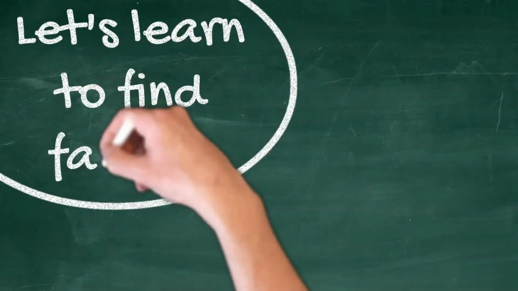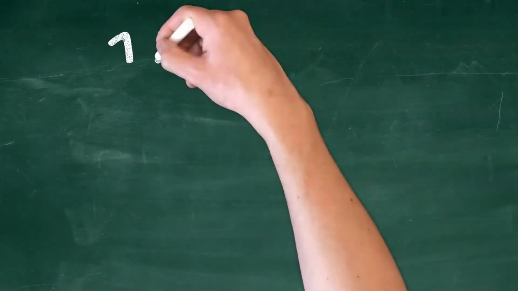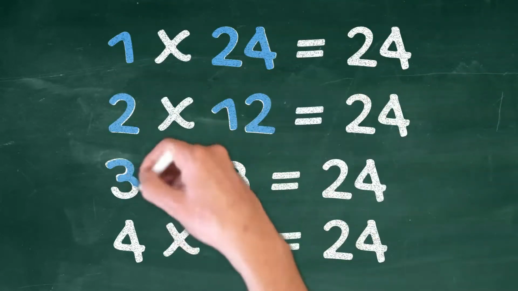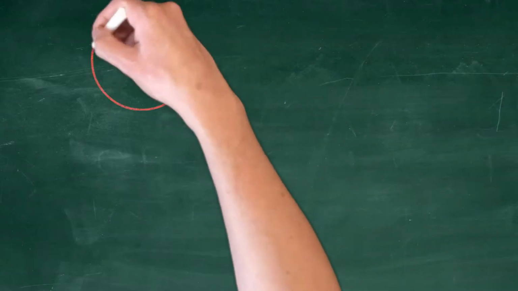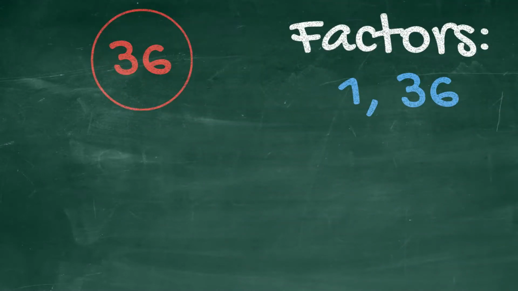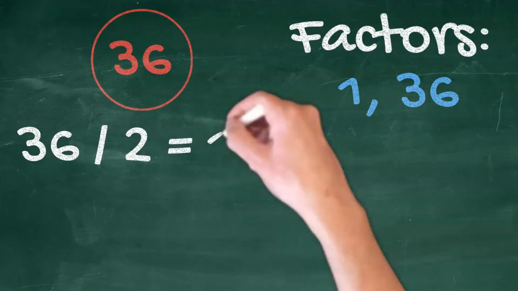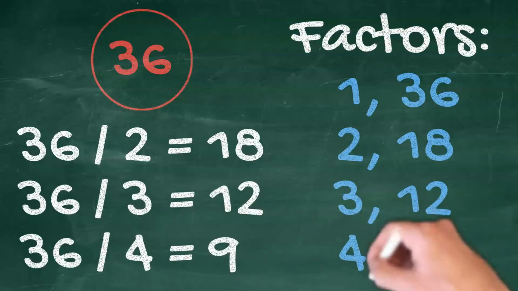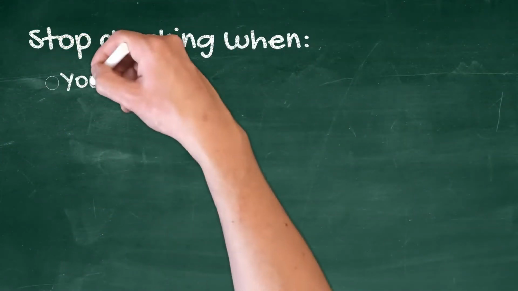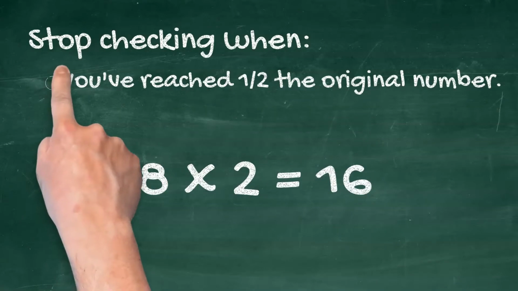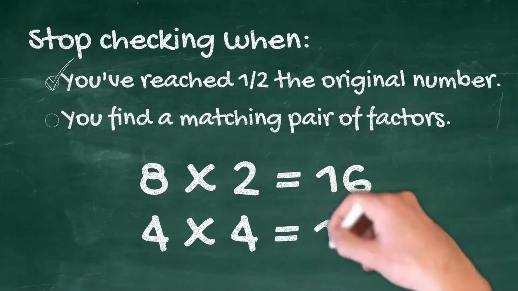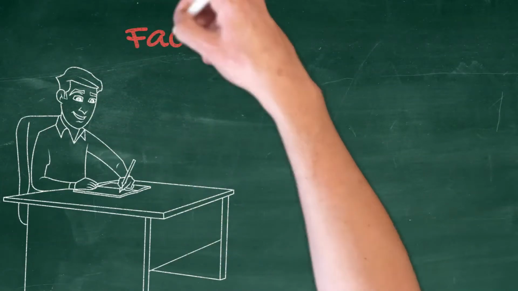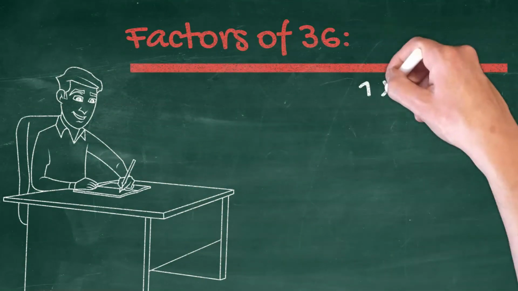How do we find the factors of a number? We could identify the factors of a number by listing the pairs of numbers that multiply to equal that number. So we start with the number and 1 as the first pair of factors. Then check to see if the number divides by 2, then 3, and so on. You can stop checking when you get to half of the original number or when you have a matching pair of factors. For example, if we wanted to find the factors of 36, we could start with 1 times 36.